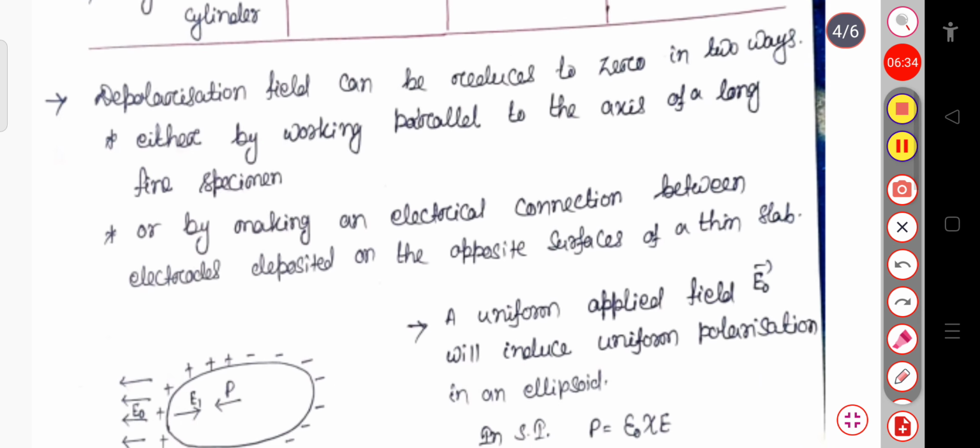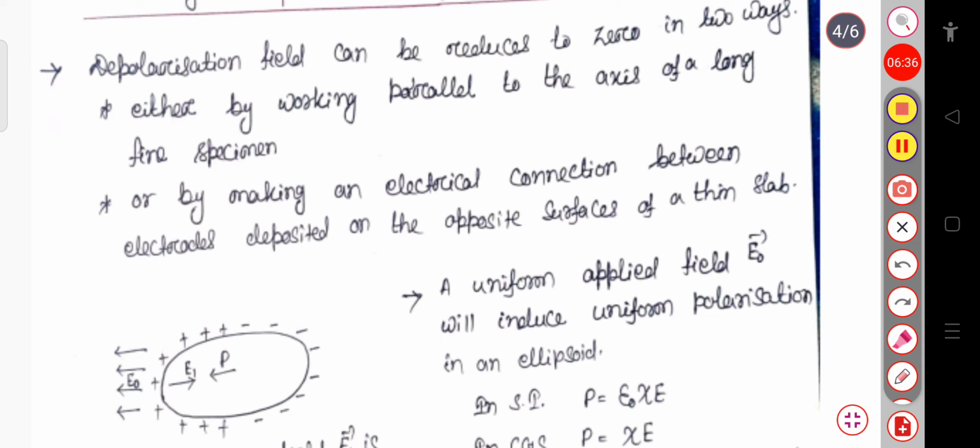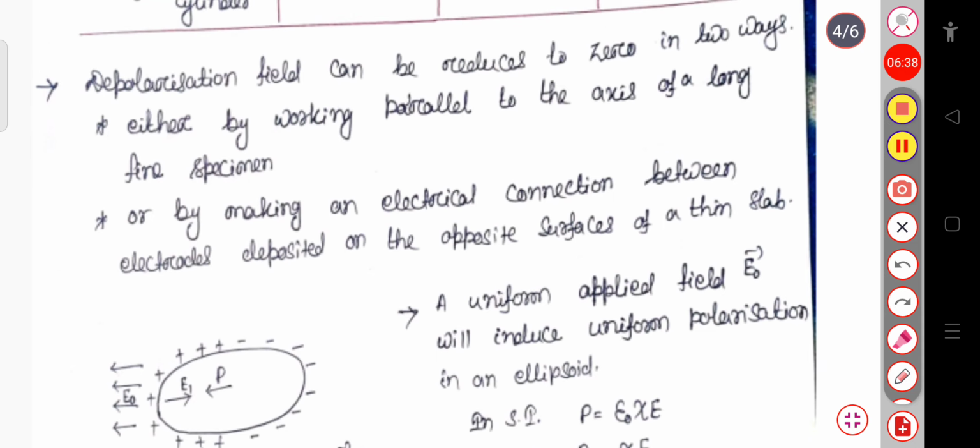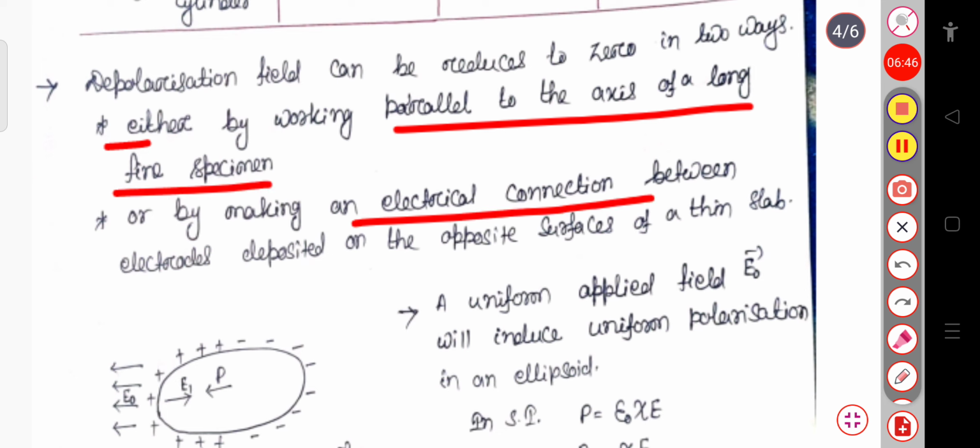So the depolarization field can be reduced to 0 in two ways: either by working parallel to the axis of a long fine specimen, or by making an electrical connection between the electrodes deposited on the opposite surfaces of a thin slab. So these are the two ways by which you can reduce the depolarization field.